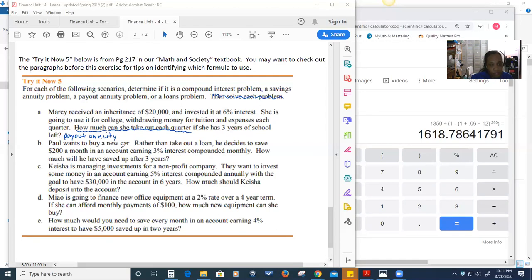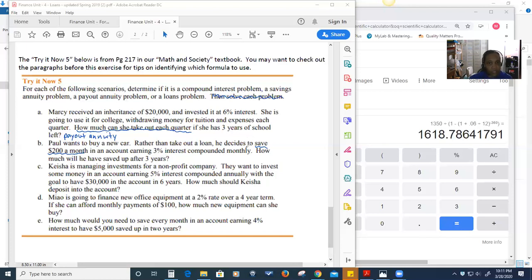Okay, Paul wants to buy a new car. Rather than take out a loan, he decides to save $200 a month in an account earning 3% interest compounded monthly. So this is interesting. He's buying a car, but he's not going to take out a loan. He's saving up money for this car purchase. So he's saving $200 a month. And here's what the interest is on the account. How much will he have saved up after 3 years?